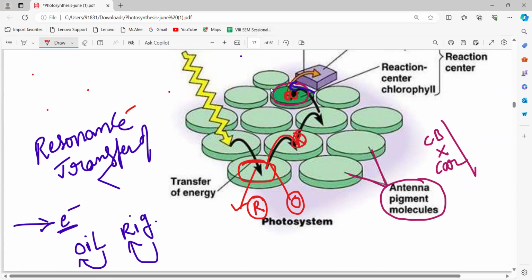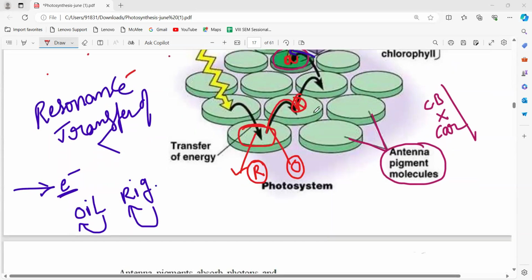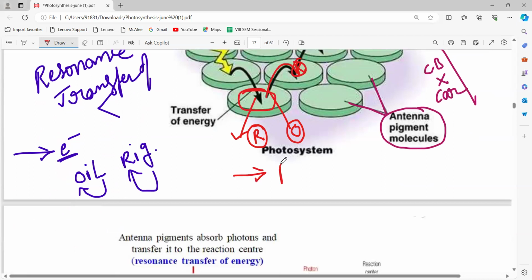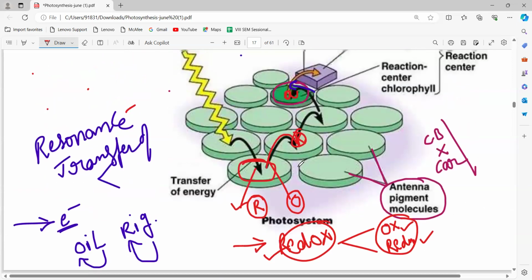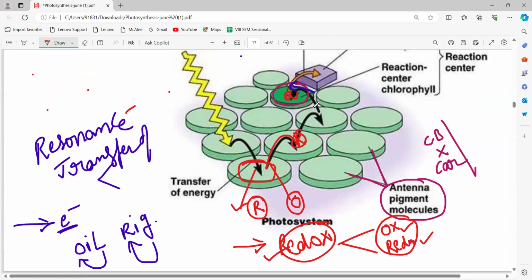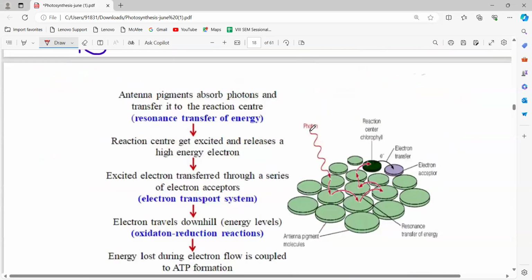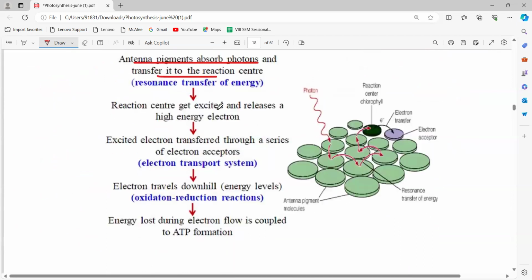So what is my point here? My point here is that on the antenna pigments, several redox reactions take place. What are redox reactions? A coupled oxidation and a coupled reduction. That oxidation and reduction together, we generally call the redox reactions, and they are exclusively happening on the antenna pigments. Look into that. See, the antenna pigment absorbs the photons and transfers it to the reaction center. Now friends, where did the energy finally come? Finally the energy came to the reaction center.